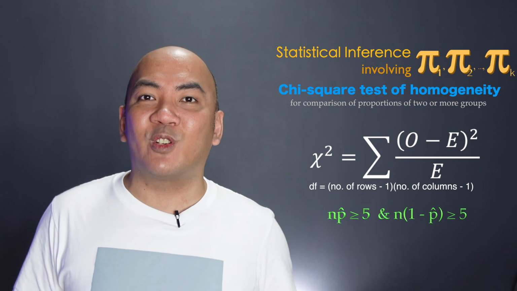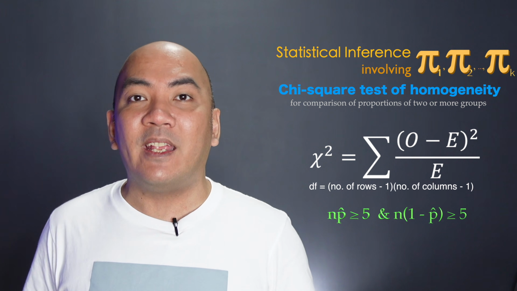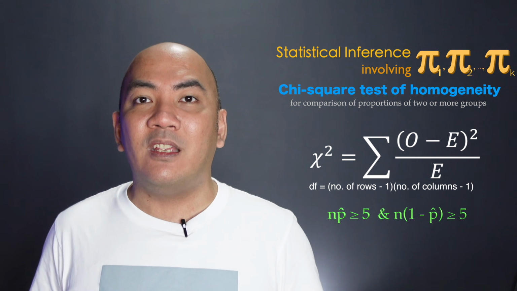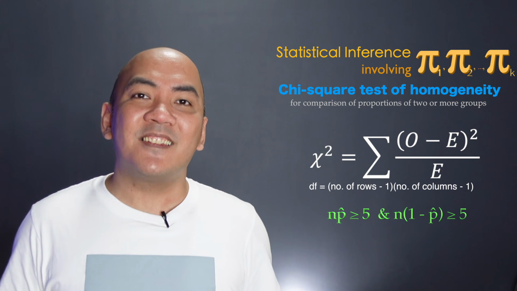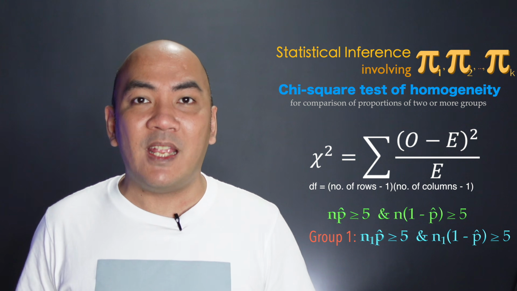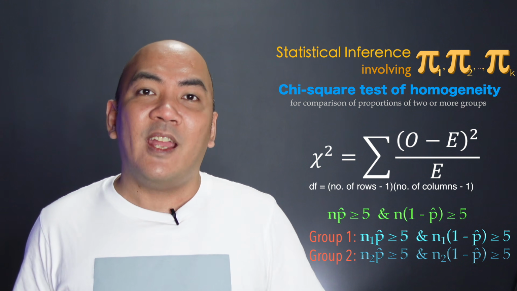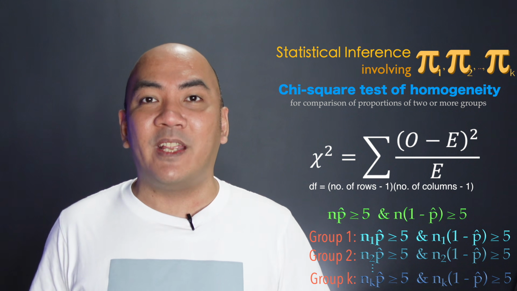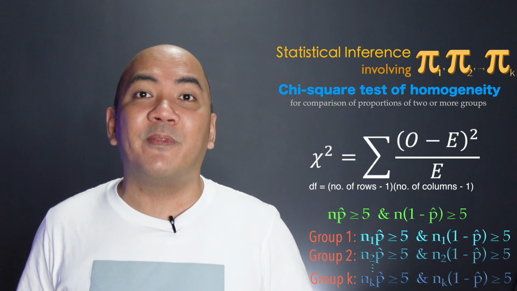And similar with the z-test for two proportions, the assumption in the chi-square test of homogeneity is that n times pi, in which pi is estimated using p hat, and n times 1 minus pi, or n times 1 minus p hat, must at least be 5. And since the chi-square test of homogeneity is applicable for two or more groups, then n sub 1 times p hat, n sub 1 times 1 minus p hat, n sub 2 times p hat, n sub 2 times 1 minus p hat, up to n sub k times p hat and n sub k times 1 minus p hat, where k is the number of groups, must all be at least 5.